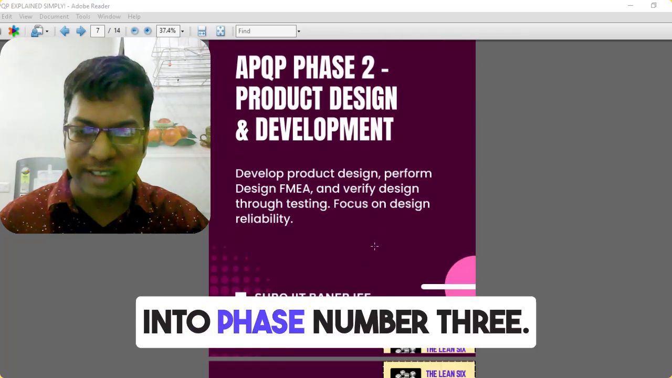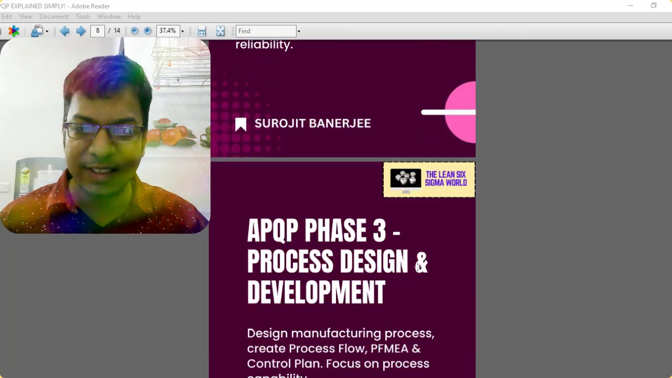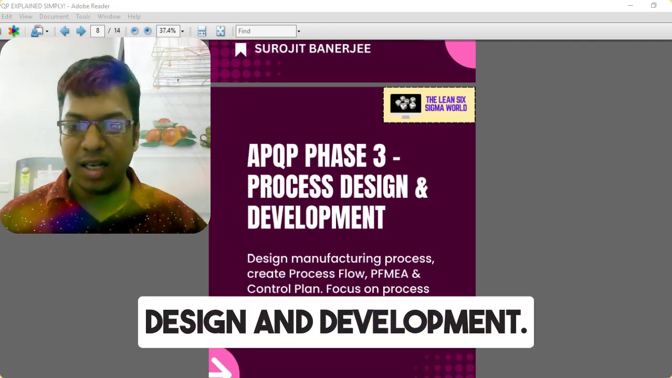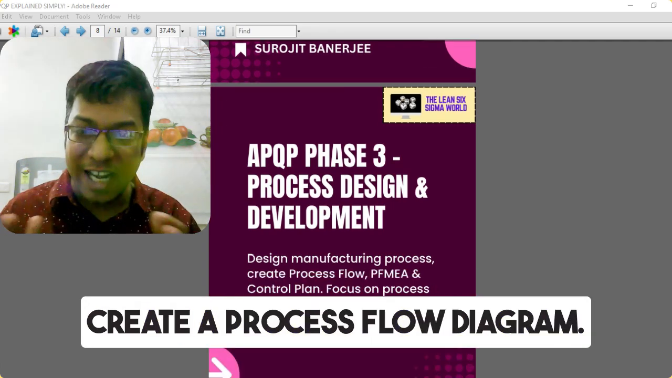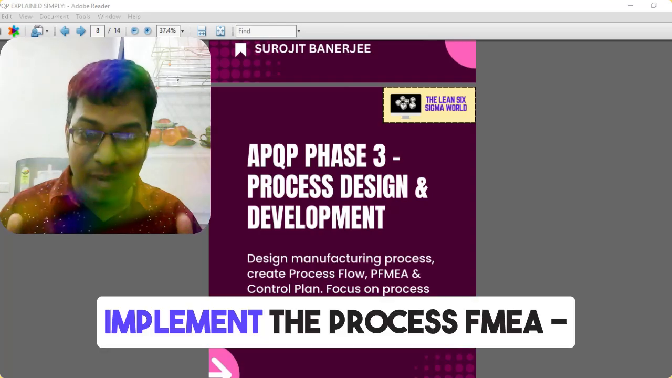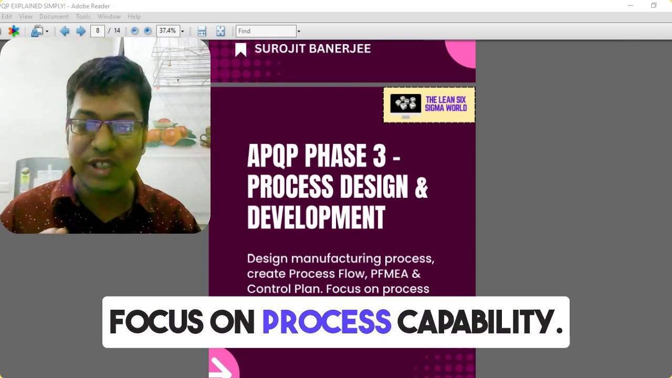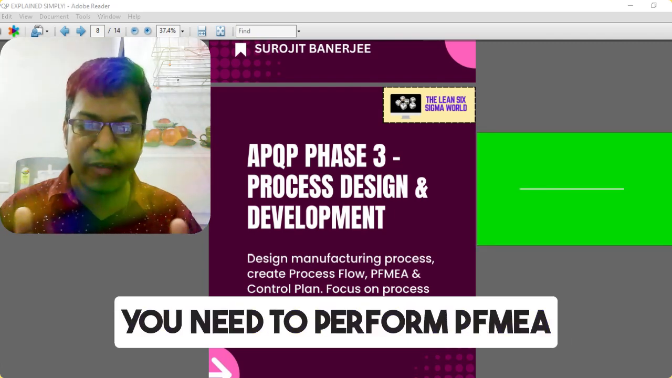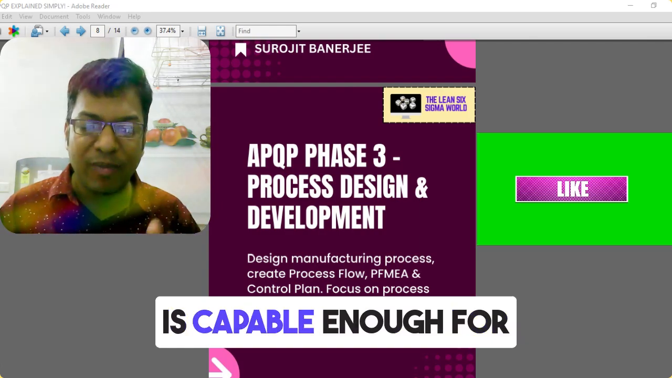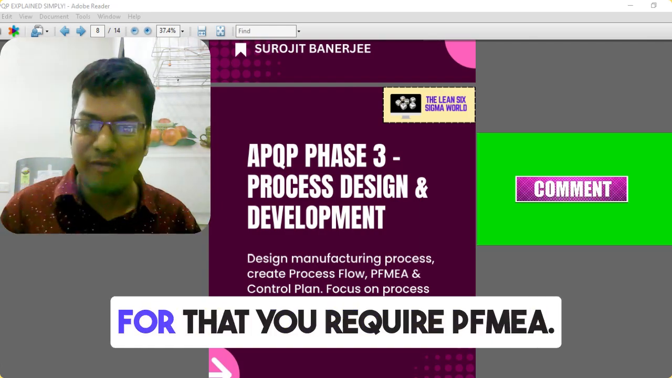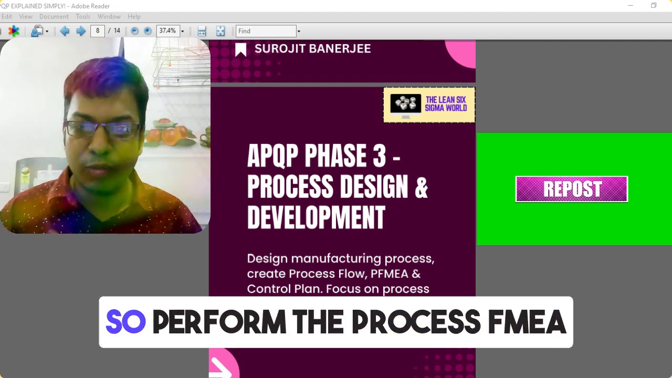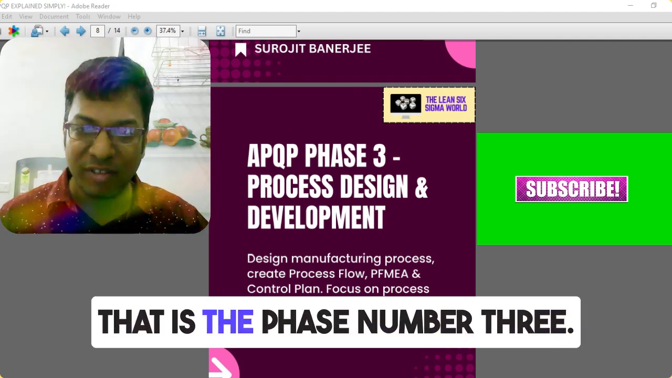Now we are moving into phase number 3, that is basically process design and development. Now design the manufacturing process, create a process flow diagram, implement the process FMEA, PFMEA, and control plan. Focus on process capability. You need to perform process FMEA to check whether the process is capable enough of meeting the requirements of the customer or not. For that, you require PFMEA. So perform the process FMEA. That is phase number 3.